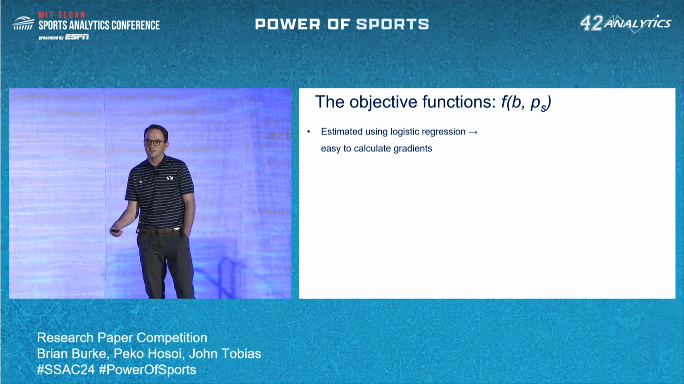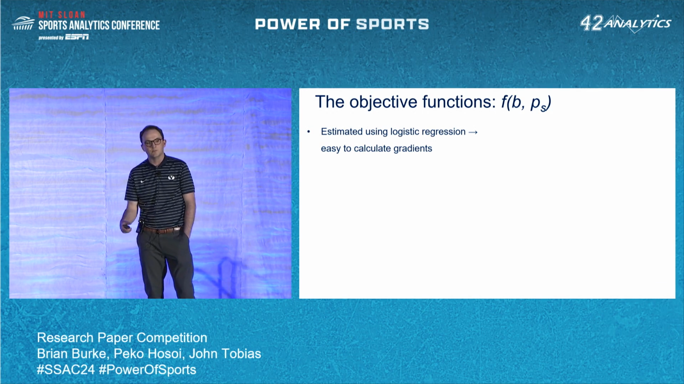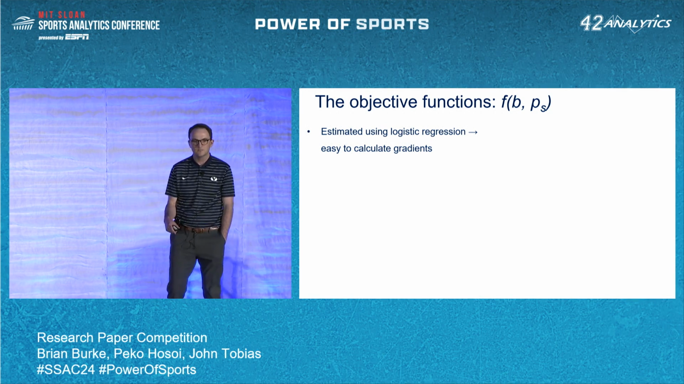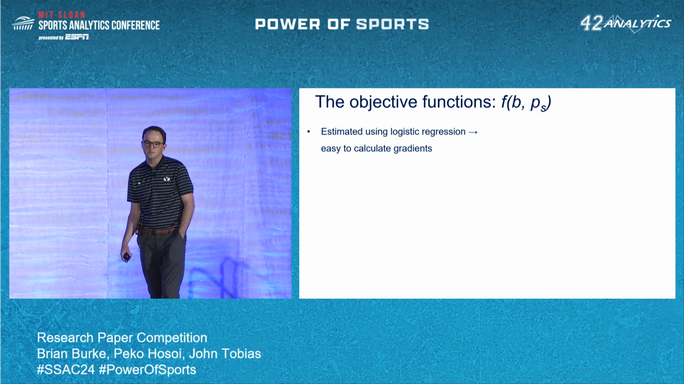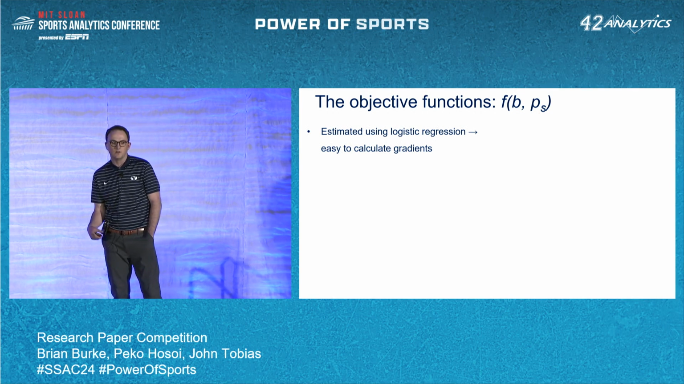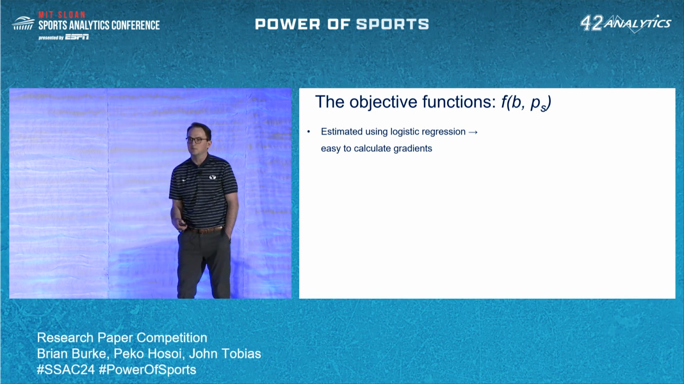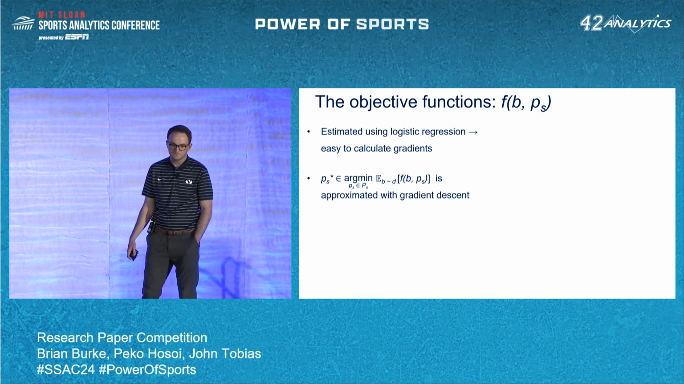And so our objective function, again, that's a function of the batted ball B and the positioning strategy. And there were 2 of them, WOBA and negative outs. And we estimated these using logistic regression. And we intentionally chose to use logistic regression because it's a linear formula. So it's easy to calculate the gradient. Specifically, we can calculate the gradient of our objective function with respect to our positioning strategy. So then when it comes time to figure out an optimal positioning strategy, we can approximate it with gradient descent using those gradients that we can calculate.